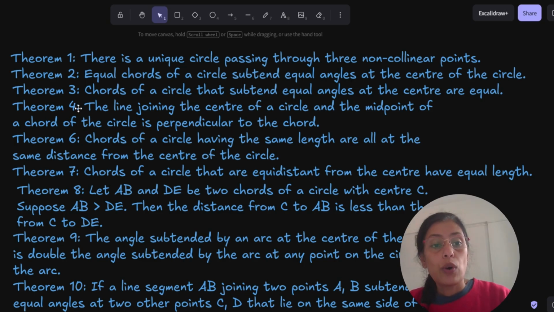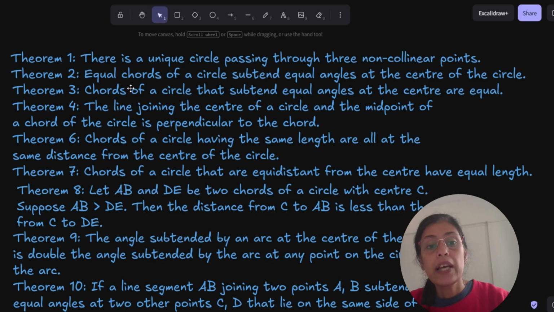Okay, so the first theorem was: there is a unique circle passing through three non-collinear points. Non-collinear points are the points which are not in a line, right? A line cannot pass through all the 3 points. Those are non-collinear points. So through these three non-collinear points, only a unique circle can pass.